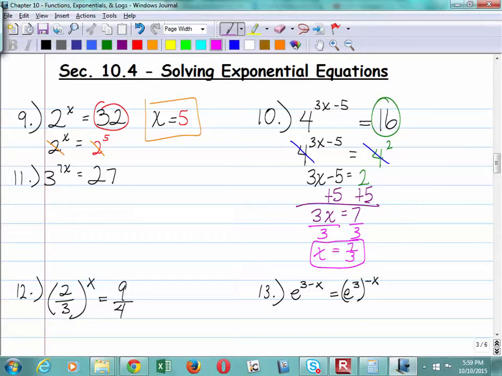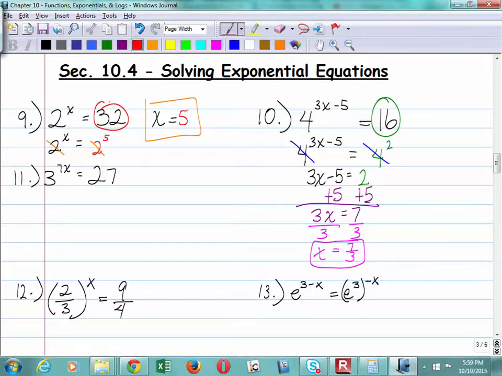Alright, number 11, I have 3 to the power of 7x equals 27. So I need to know 3 to what power equals 27? Well, 3 to the third power, because 3 times 3 is 9, times 3 is 27. So 3 to the third power is equal to 27.